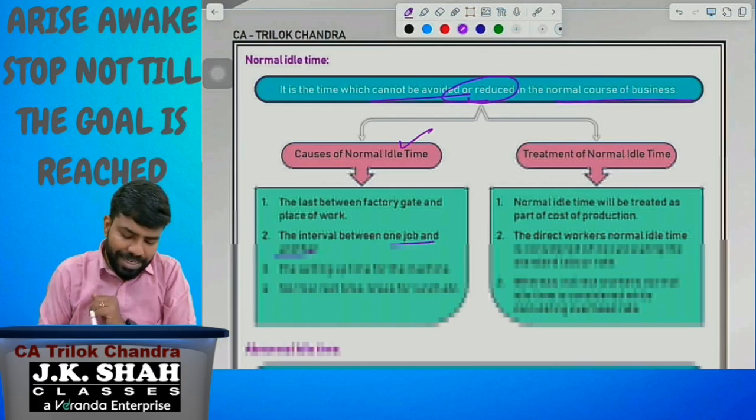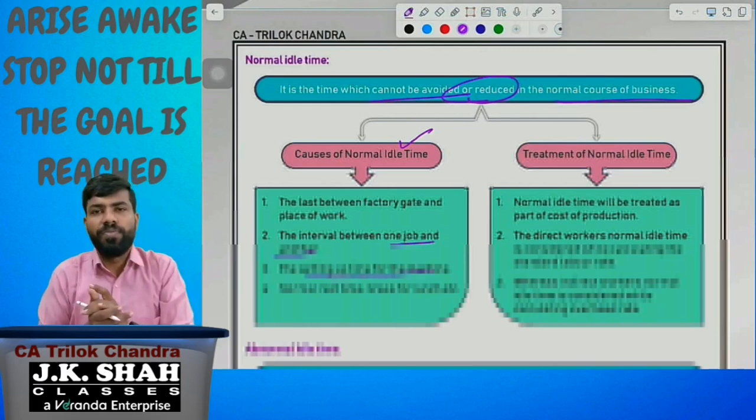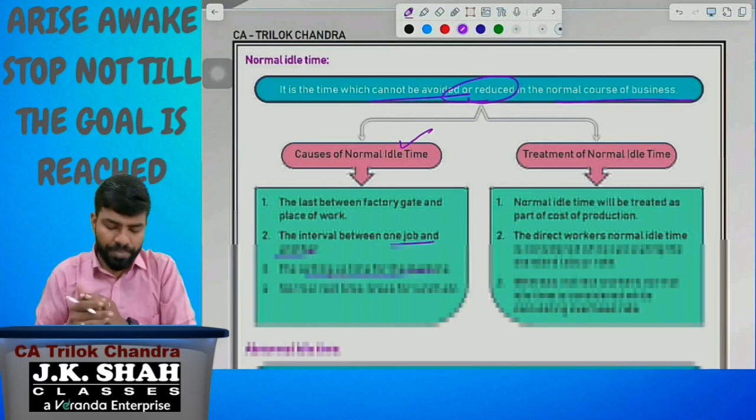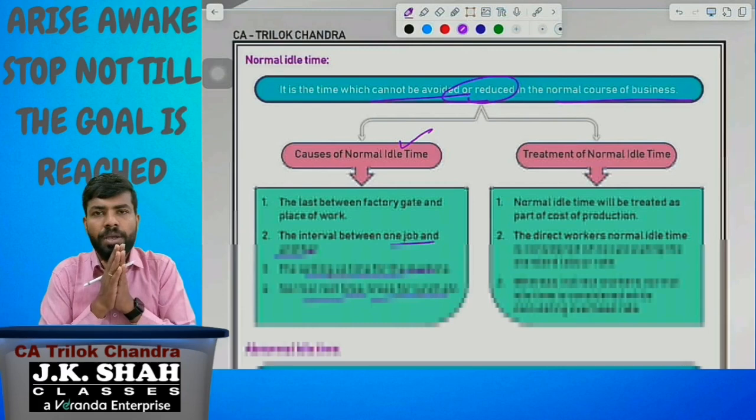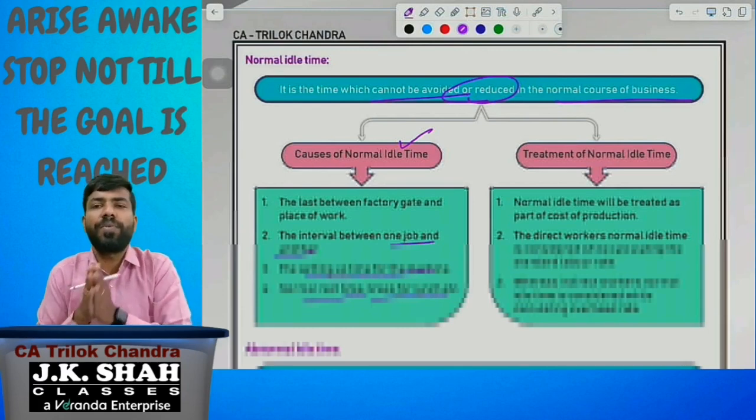Third one, setting up time of the machine. When they want to change the job, some settings need to be changed in the machine. That is also normal idle time. And one more thing, rest time, break for lunch. All these things will be considered as normal idle time. How to treat that in the books of accounts means treatment.